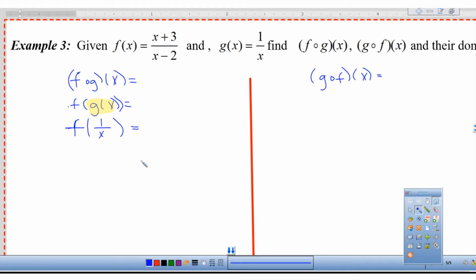Okay, now this is going to be a little challenging. Go into your f of x, which is right here highlighted in yellow, and wherever I see an x, I'm going to put 1 over x. So now I've got 1 over x plus 3 over 1 over x minus 2. Can anybody tell me what I need to do now? Can you tell me?